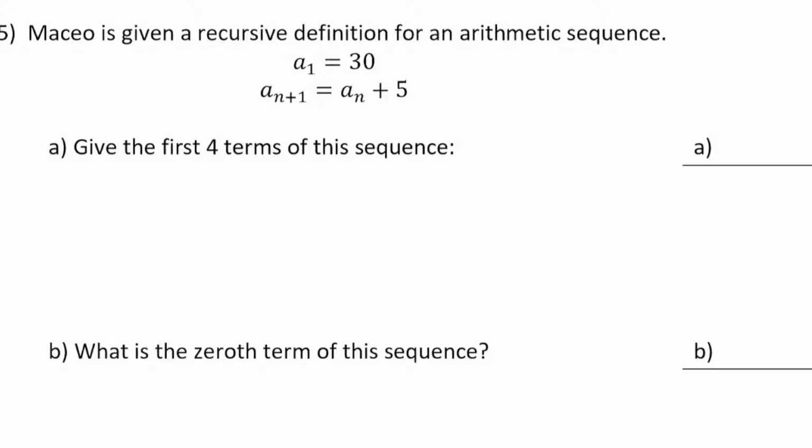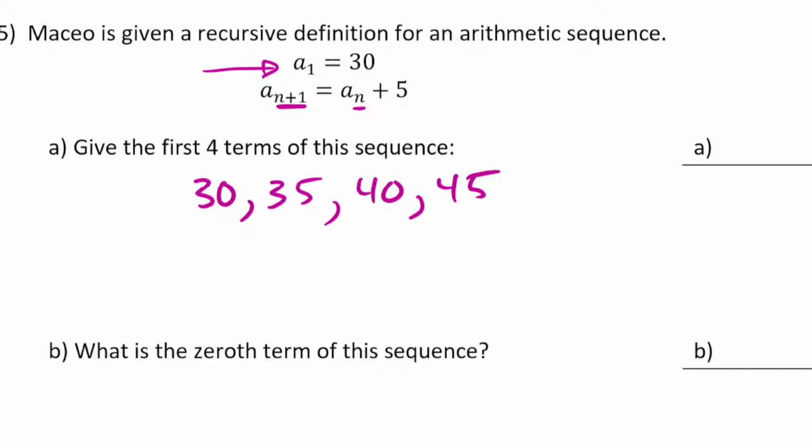This is a sequence that starts, the first term is 30. So I can write that down. The first term is 30. And then it says, to get to the next term, you take the term that you're at and you add 5 more. That's exactly how I read it, right? This n plus 1 means the next one. So it says the next one equals where you're at plus 5. So that means the next one would be 35. Add 5 more would be 40. Add 5 more would be 45. So those are the terms in this sequence, right? So it goes 30, 35, 40, 45.